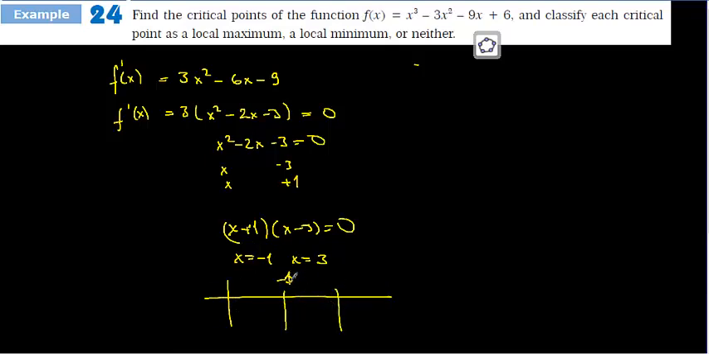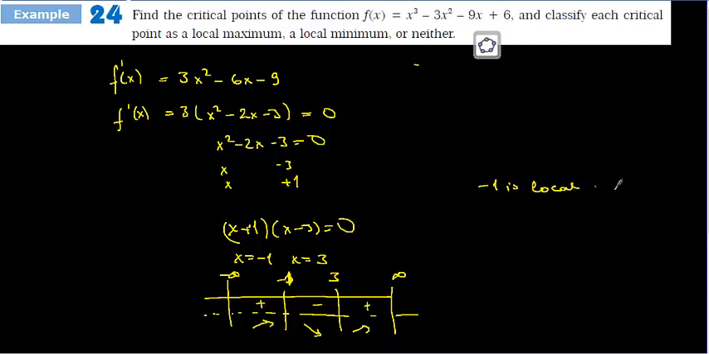Minus 1 and 3. On this side it's going to be minus infinity, and on this side plus infinity, pardon. Minus infinity side and infinity side. And here we have the important part. When these are plus, minus and plus, the function is going to increase, decrease and increase again. So minus 1 is the local maximum point, and 3 is the local minimum point.